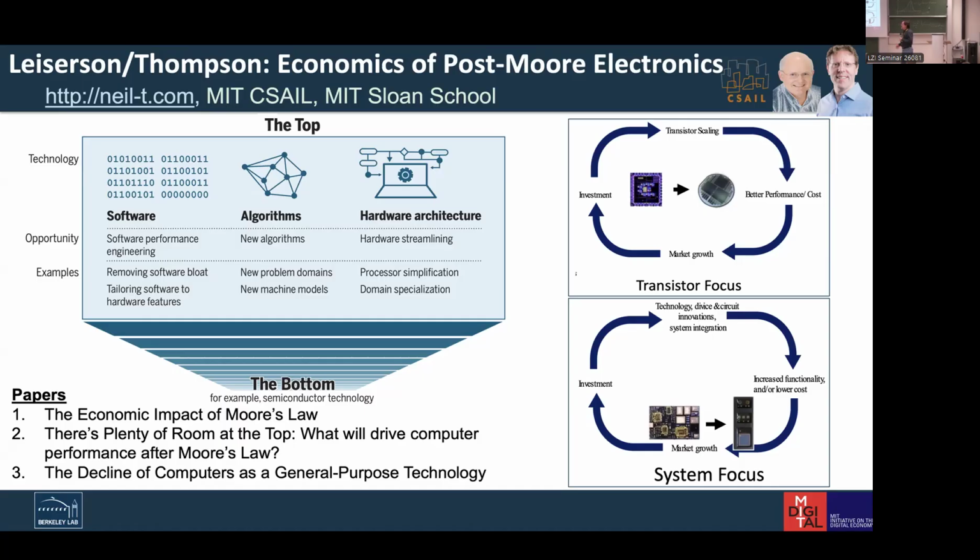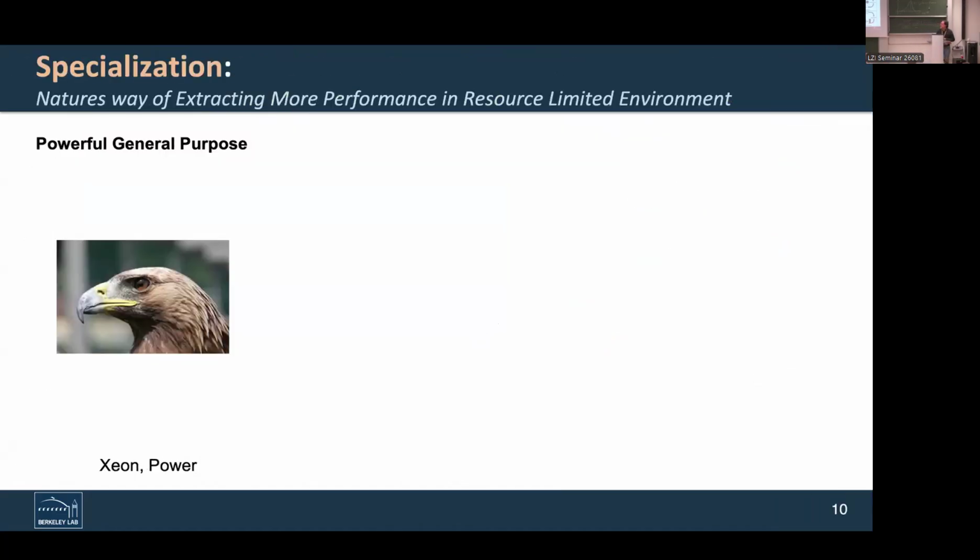They have some other papers that are really interesting about the economics of a post-Moore economy. But we need to pivot again, like we did in the 90s. Specialization is not just the computer architect's go-to for improving performance of systems. It's also nature's way of extracting more performance when you have a resource-limited environment.